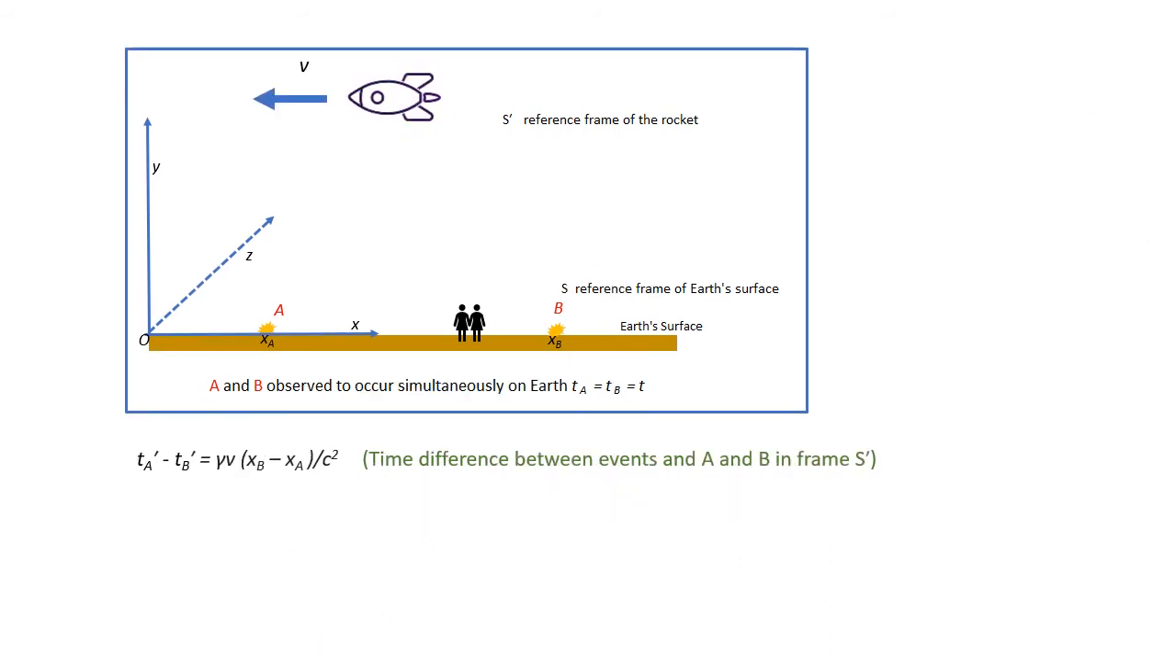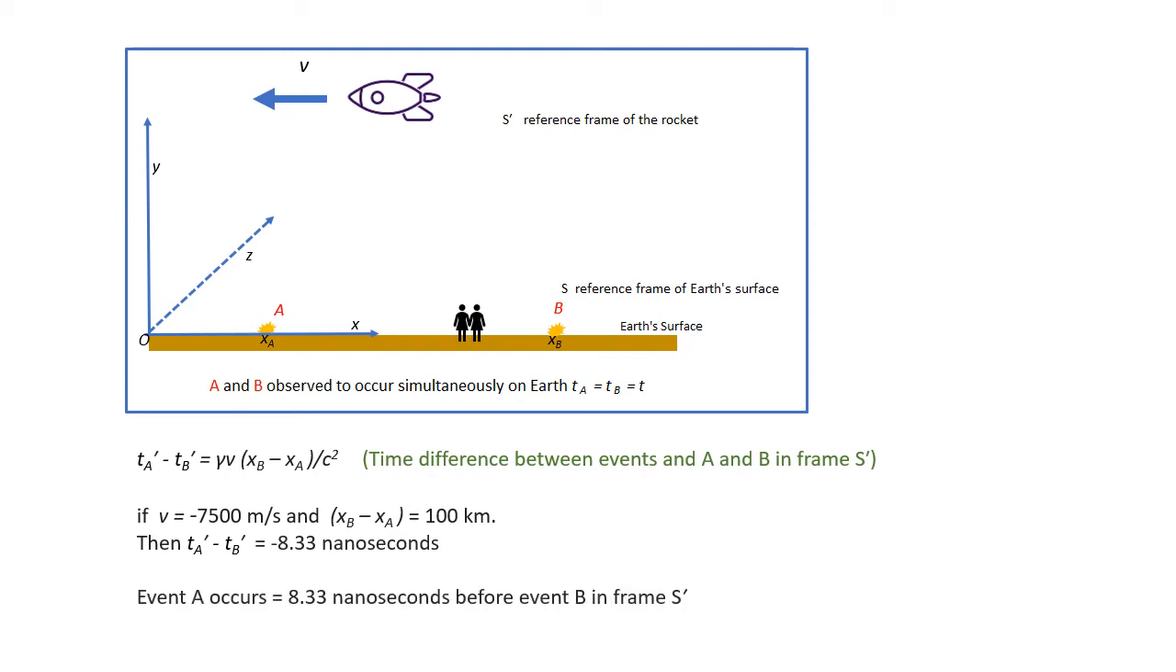Now let's reverse the direction of the rocket but leave everything else the same. So in this case, v equals minus 7.5 kilometers a second, and as before, the events are 100 kilometers apart on Earth. In this case then, ta' minus tb' equals minus 8.33 nanoseconds. So event A occurs 8.33 nanoseconds before event B in frame S'.